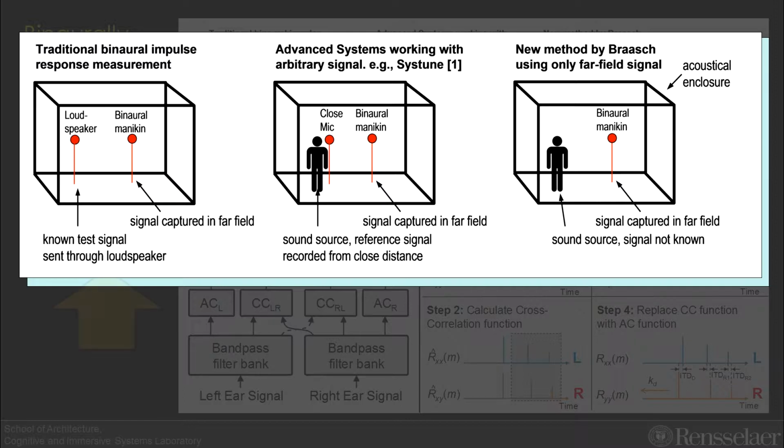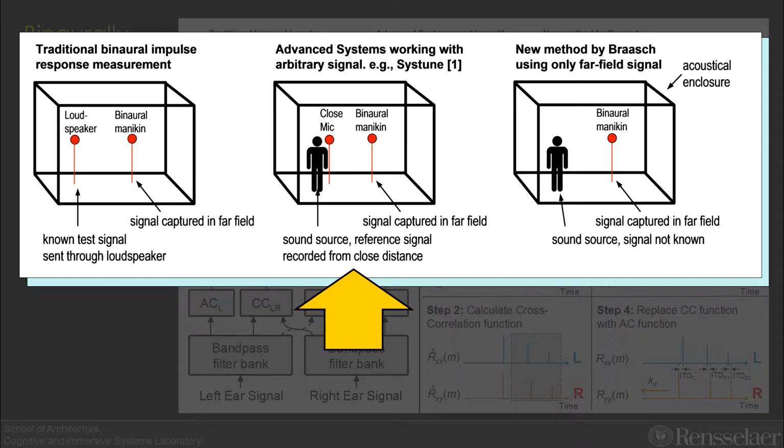So usually the way we do room impulse responses, of course, is we have a loudspeaker and then we have a binaural mannequin, and we run an MLS signal or an impulse signal or a Gaussian noise signal, and then we can measure the impulse response through deconvolution. We also have systems like Systune, where you have a person speaking into a closely positioned mic, but also being recorded by a binaural mannequin, and then you can look at the information between the closed microphone and the binaural mannequin to estimate a room impulse response. That, of course, is not what the auditory system does.